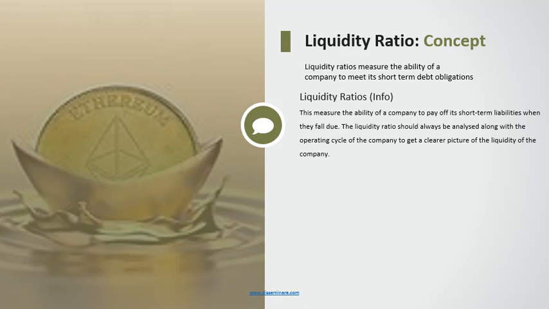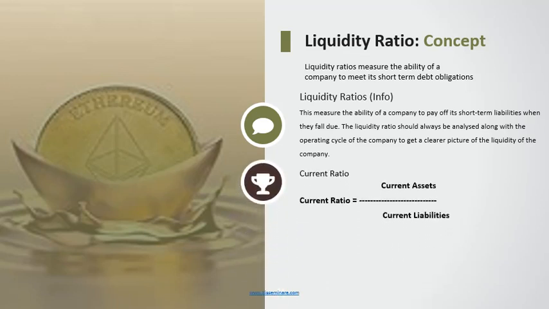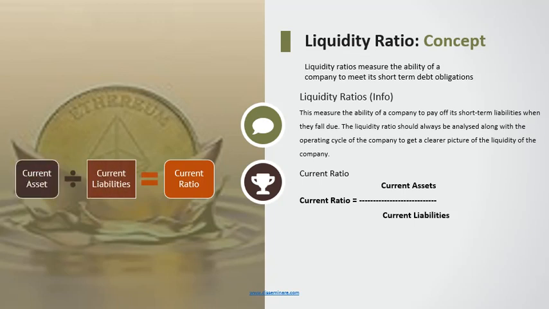We shall examine two ratios in this section. 1. Current ratio. It is given by the formula, current ratio equals current assets divided by current liabilities. 2. Operating cycle. The formula for calculating the operating cycle equals inventory cycle plus receivable cycle.